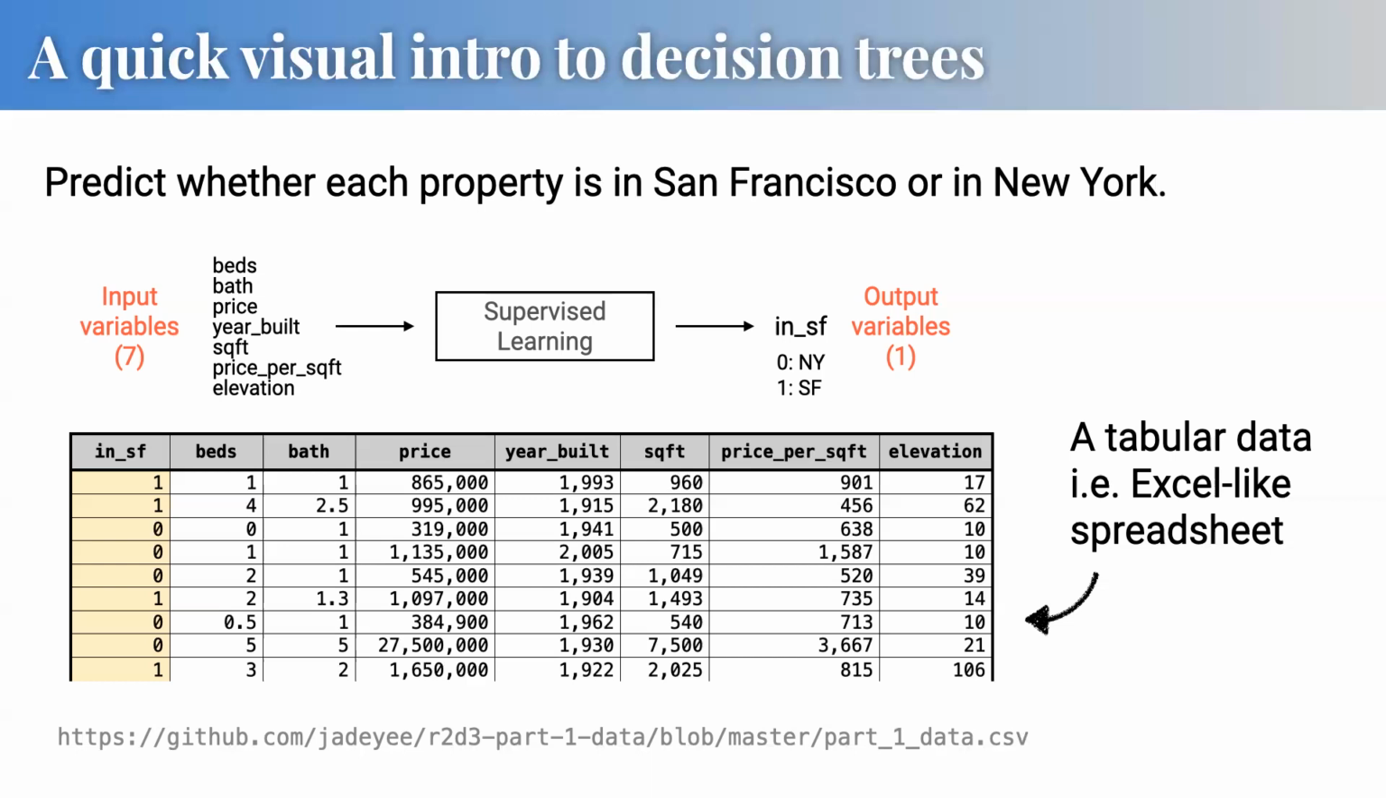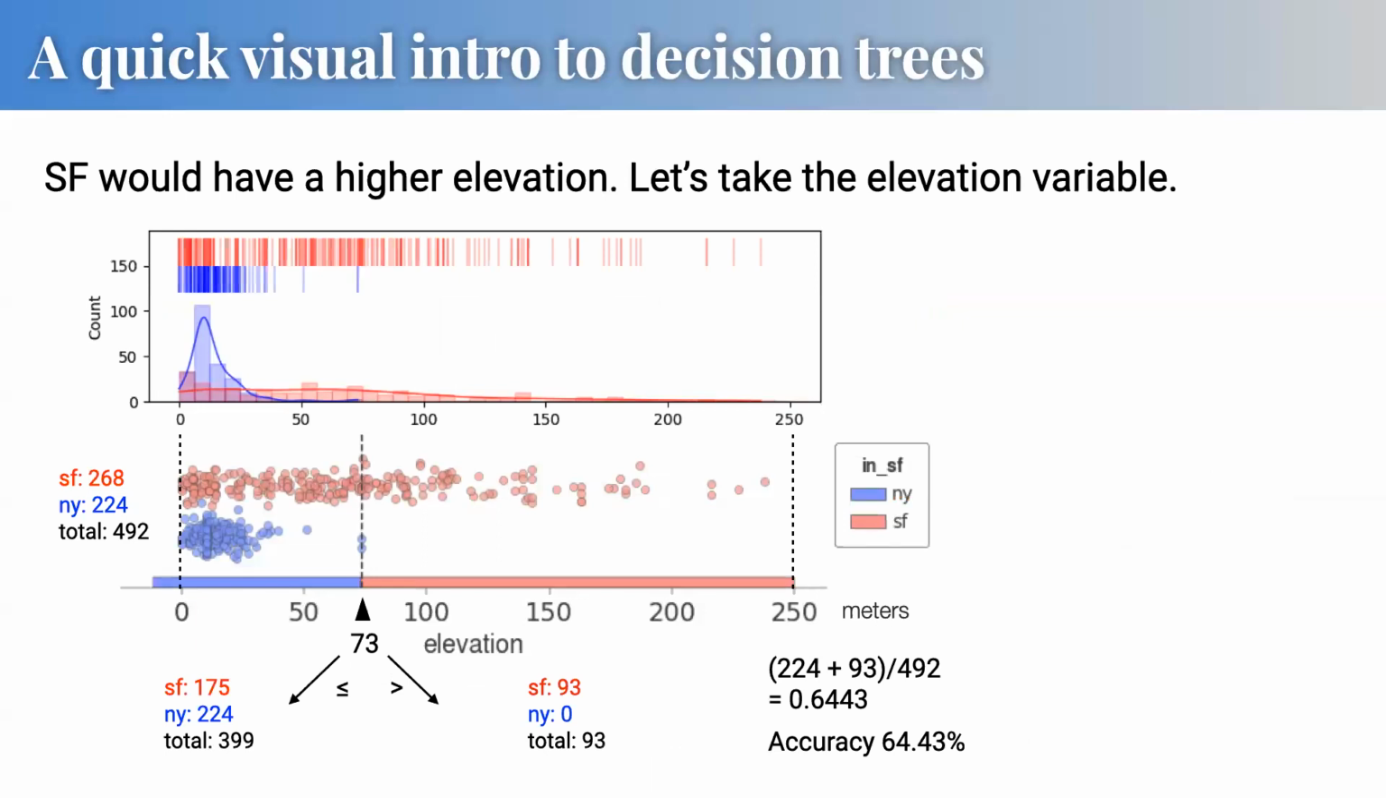Now this is a very typical setting for supervised learning, and then we will pick up, let's say, the elevation variable, a single variable, and plot it like here. Because San Francisco has higher elevation compared with New York, if we see the elevation plots, we have some good separation. In fact, the blue one is New York, and the highest elevation property is 73 meters. If we cut at 73 meters, and the elevation is larger than 73 meters, then we can predict it as San Francisco. Here there is no property in New York.